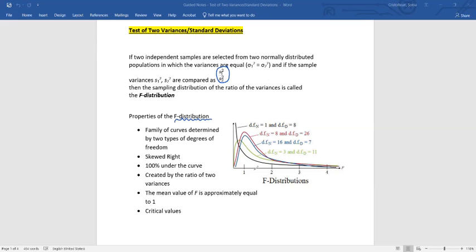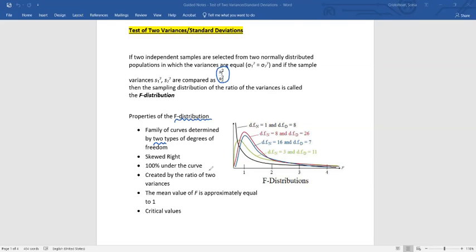Let's just talk a little bit about the properties of this distribution. This distribution is a family of curves. This time we have 2 degrees of freedom: degrees of freedom of the numerator and degrees of freedom of the denominator. You can see that each curve in this visual has 2 degrees of freedom. You can see that this distribution is skewed right, as the chi-square distribution, which can be seen in this graph. And you can see that we have only positive values for F.